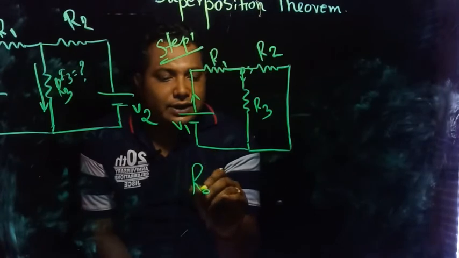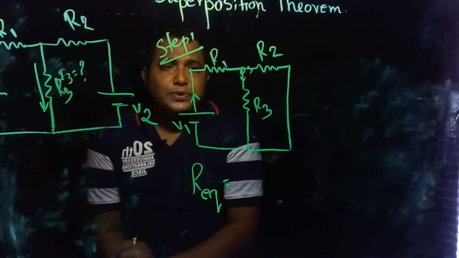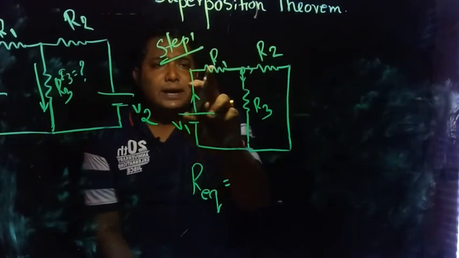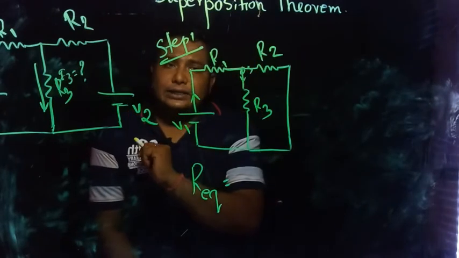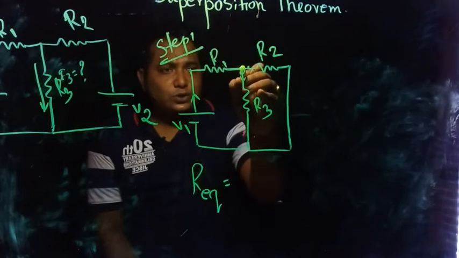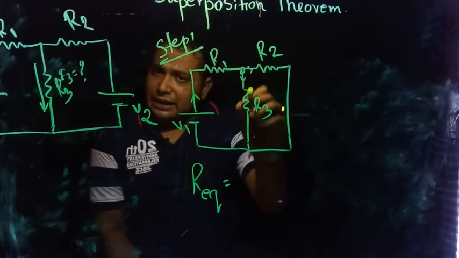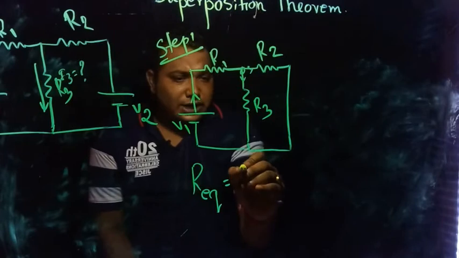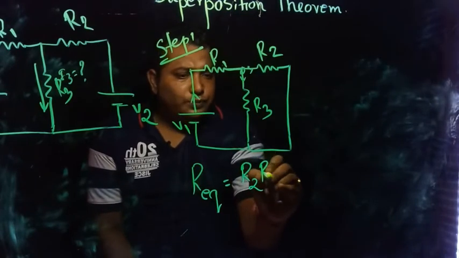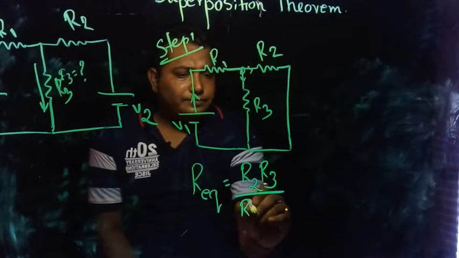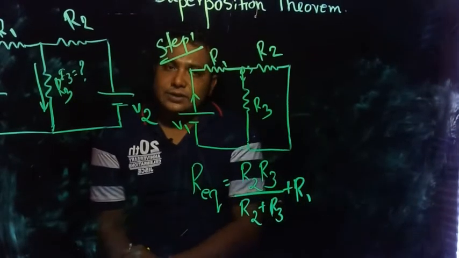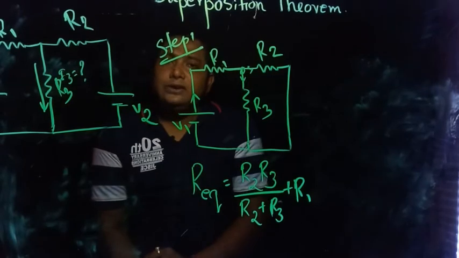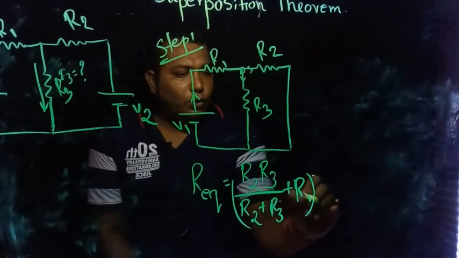So what is the equivalent resistance? The current passes first through R1, then it flows through R2 and R3. At this node these two are dividing, so these two are in parallel, and with that, R1 is in series. So this R2 and R3 in parallel, with R1 in series, will give us the total equivalent resistance in ohms, correct?